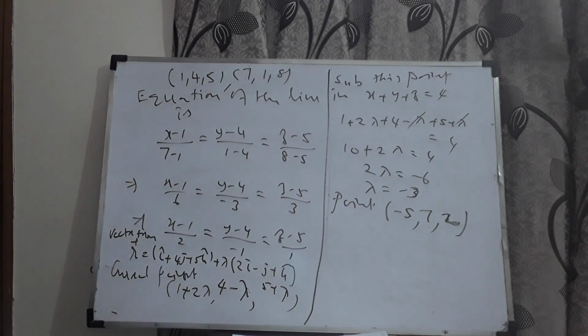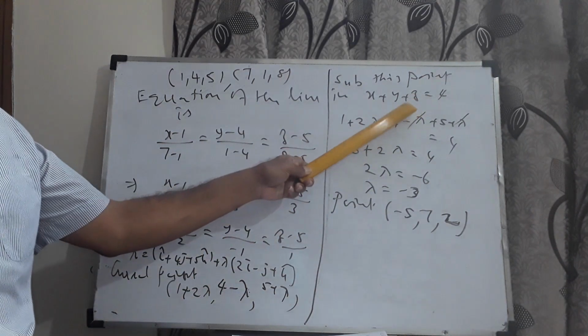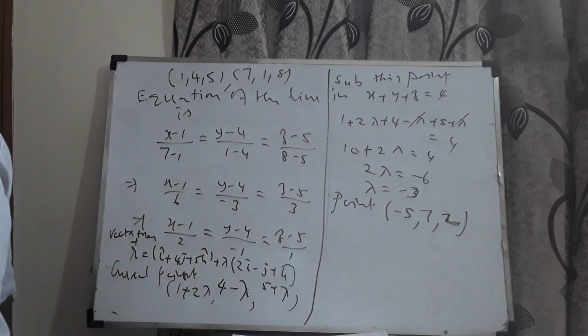It's easy to remember. Remember the method carefully. It is always easier: substitute the general point in the equation of the plane. That will give you the corresponding point.